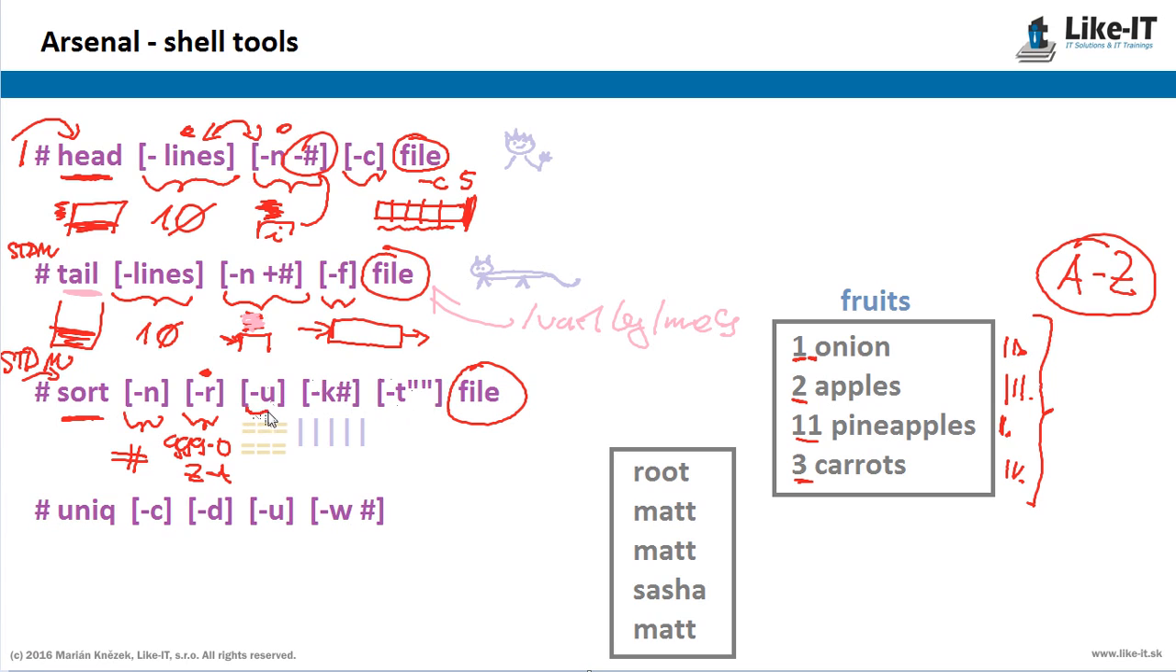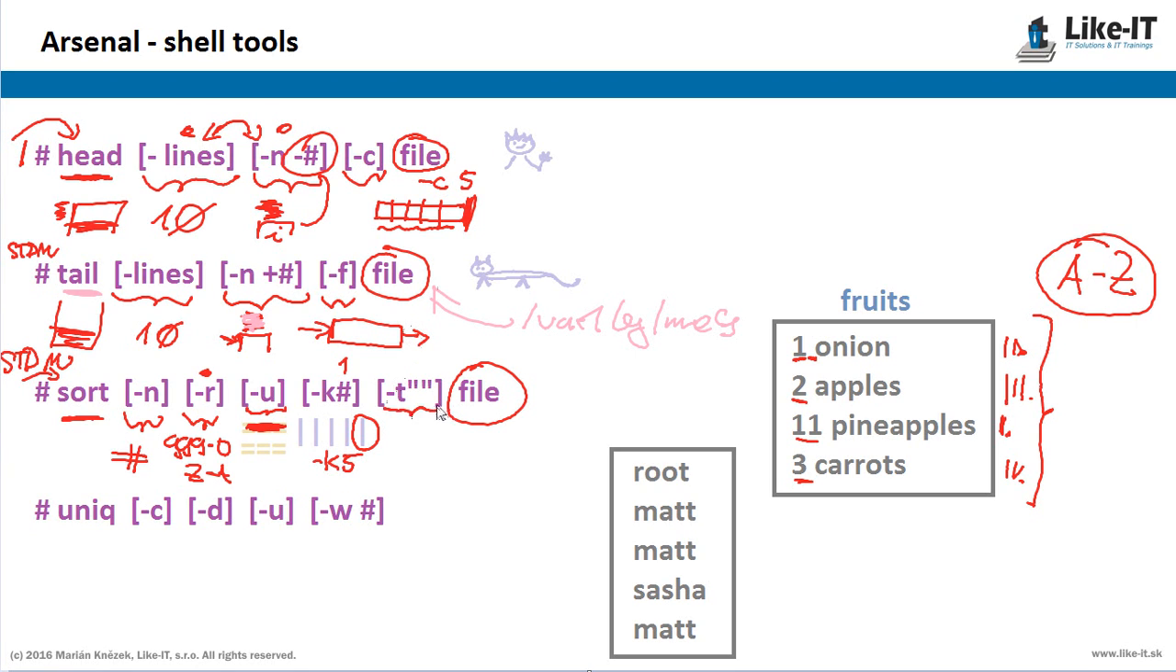U means unique. So if you have lines that are the same, in the output there will be just one line. The K means which column you would like to sort by. By default it uses the first one, but you can change it using the K parameter. For example, here is 1, 2, 3, 4, 5. To sort by the 5th column, you have K5.